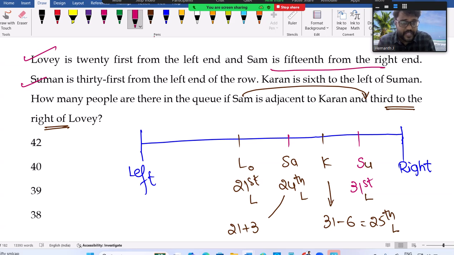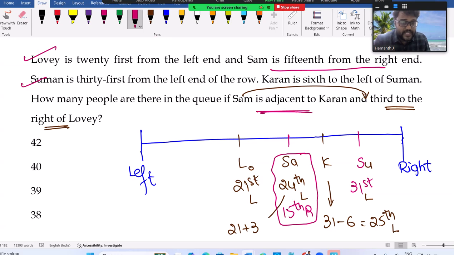Sam is already 15th from the right end. Guys, now I think you can decide Sam's position, I know from the left side and the right side. In fact, Karan is 25th from left, Sam is 24th from left. So that's why Sam is adjacent to Karan. Karan is 25th from the left side, Sam is 24th from the left side. Karan and Sam are adjacent. You can clearly observe that.